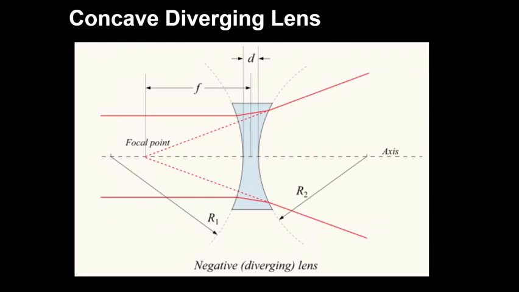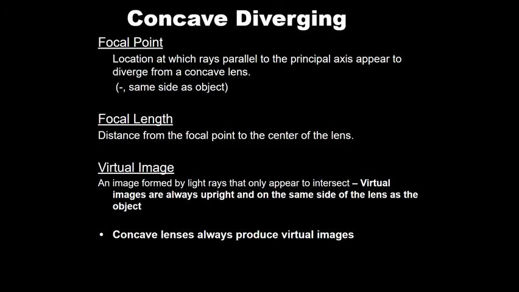So just to recap, concave lenses are diverging lenses because the light rays that are parallel to the principal axis diverge from the focal point on the left side of the lens. So this focal length is considered negative. So these are called negative lenses or diverging lenses. The sign conventions: a focal point will be negative. Concave lenses will always produce virtual images.